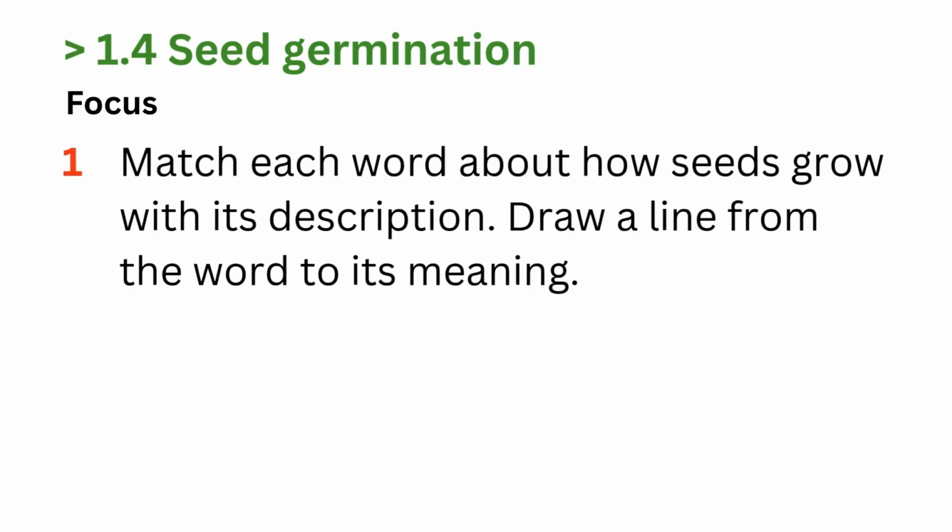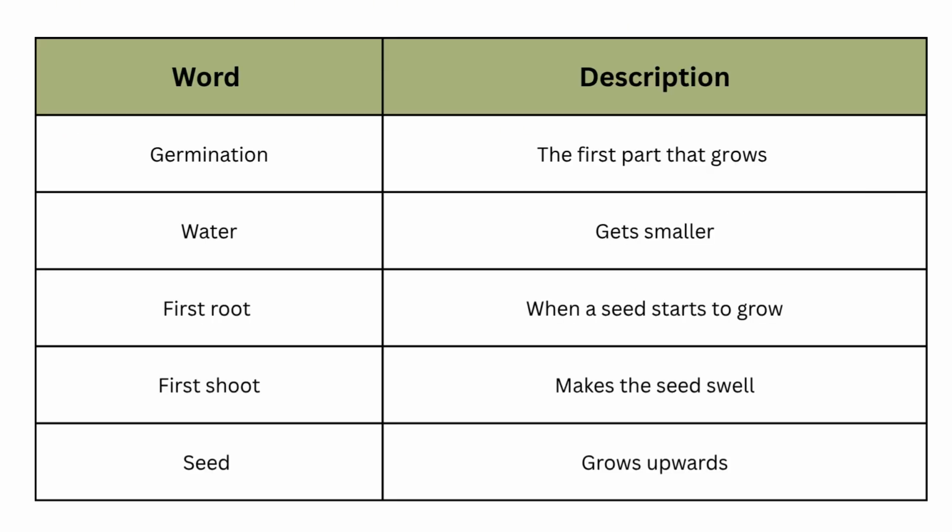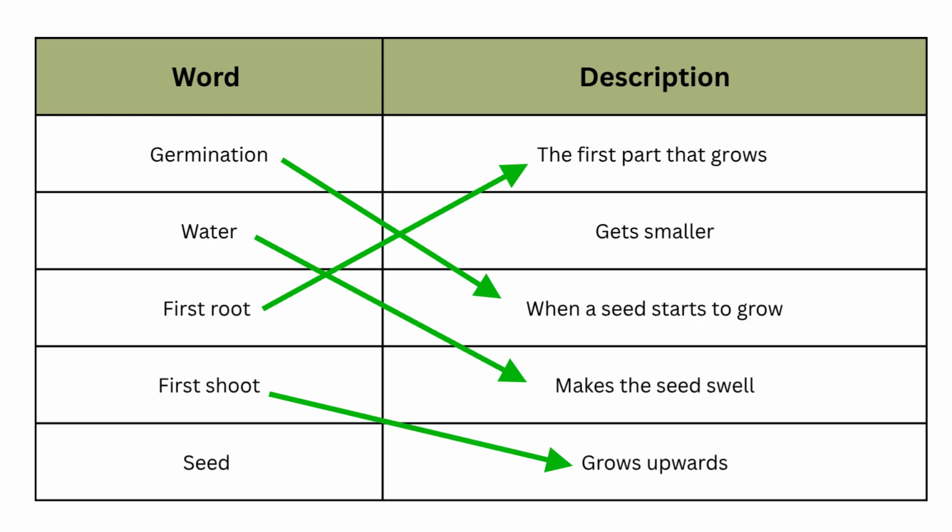1.4 Seed germination. Focus. Question number 1. Match each word about how seeds grow with its description. Draw a line from the word to its meaning. Germination: when a seed starts to grow. Water makes the seed swell. First root: the first part that grows. First shoot: grows upwards. Seed gets smaller.